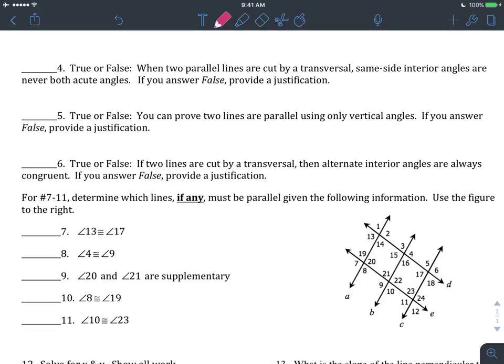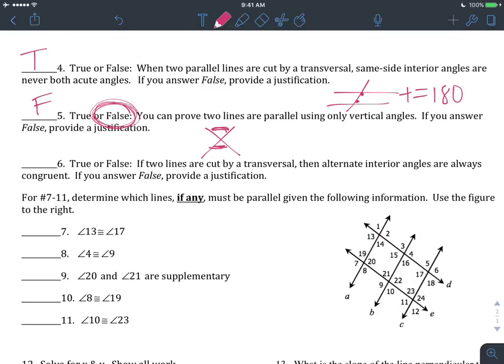Okay, true or false? When two parallel lines are cut by a transversal, so that you have same side interior angles, those two that I put dots on, they are never both acute. This is true. Since they have to add up to equal 180, they cannot both be acute, otherwise they won't get up to 180. All right, true or false? You can prove two lines are parallel using only vertical angles, so angles that are across the vertex. That is completely false. Don't forget that.